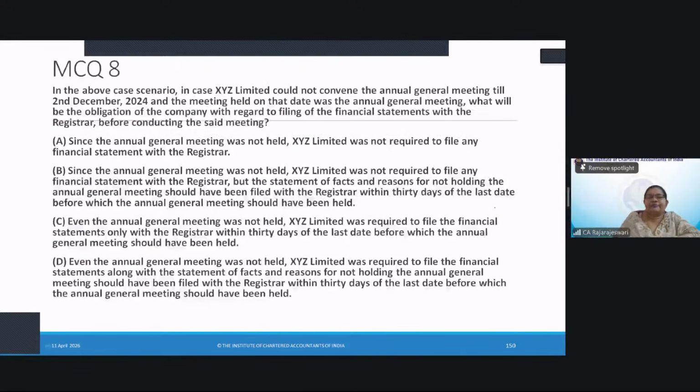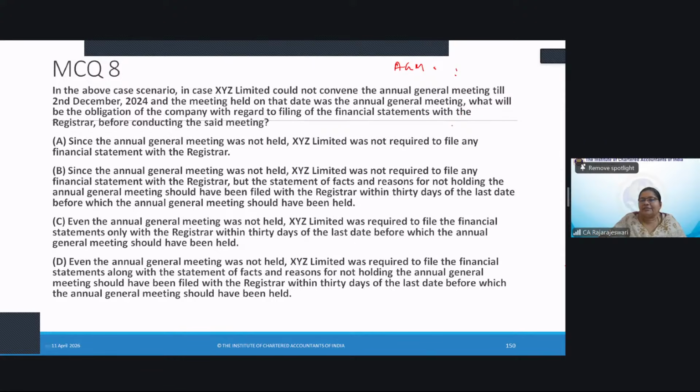Is this clear? Then, in the above scenario, in case XYZ could not convene the annual general meeting till 2nd December, and the meeting held on that date was the AGM, what will be the obligation of the company with regard to filing of financial statements with the registrar before conducting the said meeting?